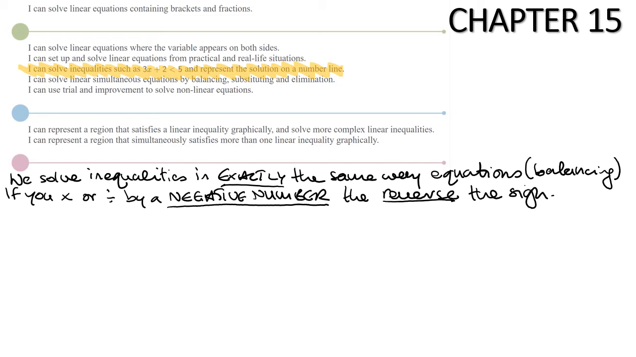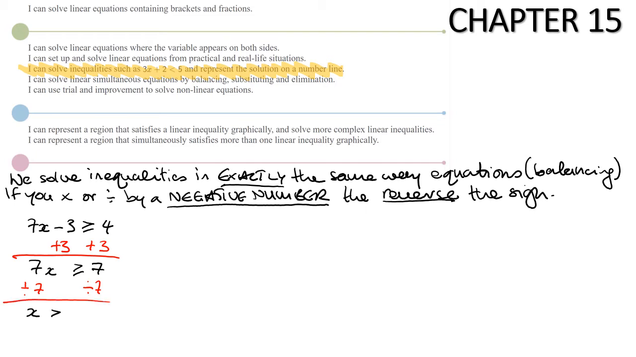So let's do a couple of examples. So if I had 7x minus 3 is greater than or equal to 4. So the first thing that you do is to add 3 to both sides, just like you would with a normal equation. So we'll have 7x is greater than or equal to 7. So keep that symbol there. Divide both sides by 7. So we'll have x is greater than or equal to 1.